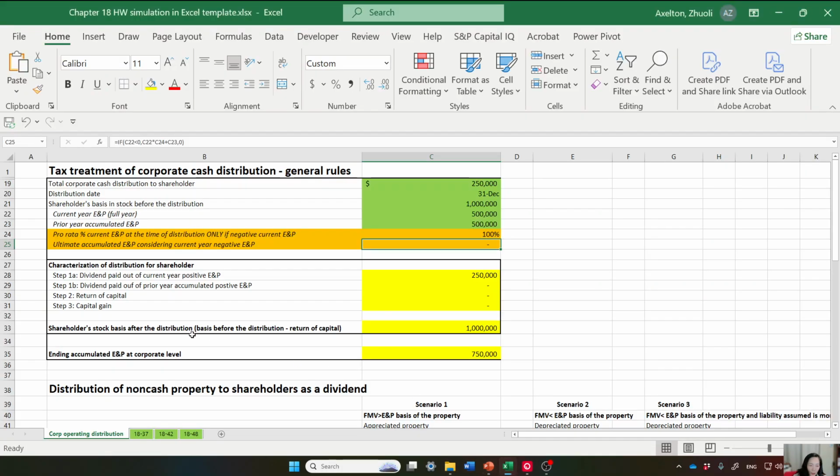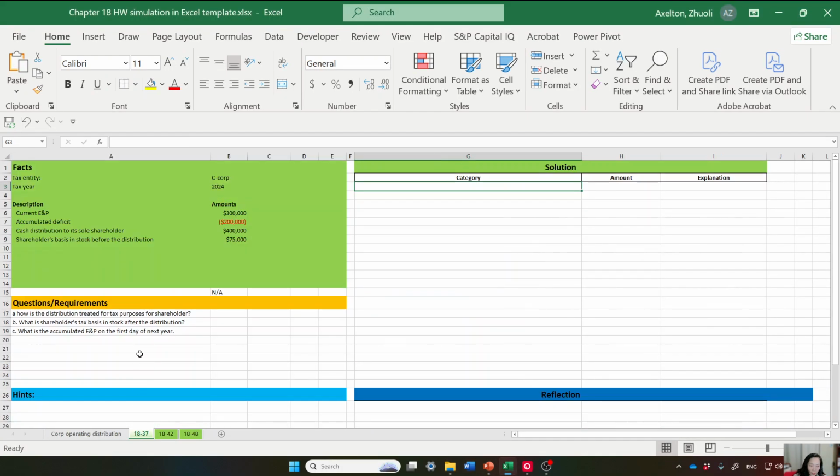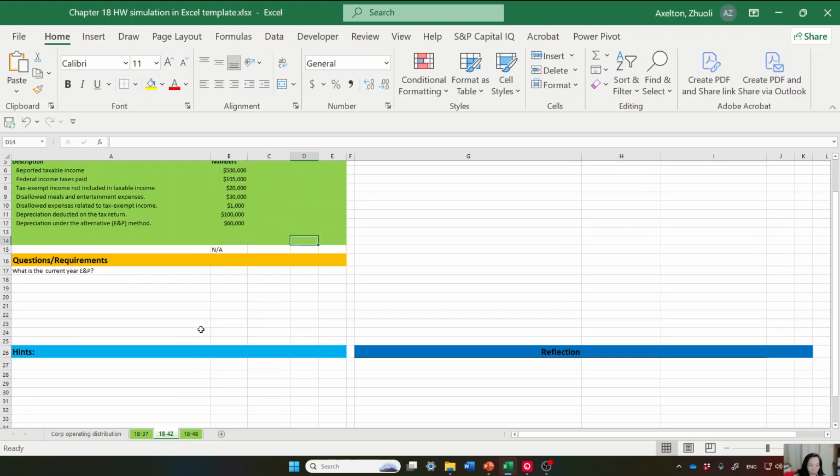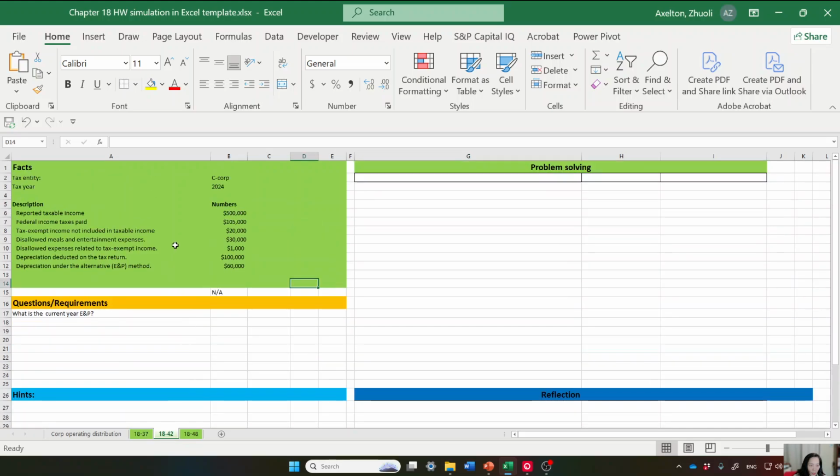Okay, finally, I just want to have a quick overview of the homework. The first homework is the cash distribution characterization. Again, this is a key topic in the CPA exam. It is very commonly covered in simulations. And the second question is a quick and dirty calculation on E&P adjustments.